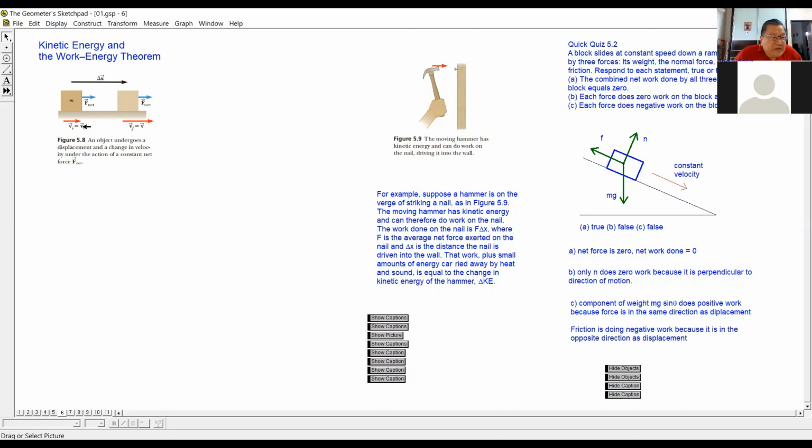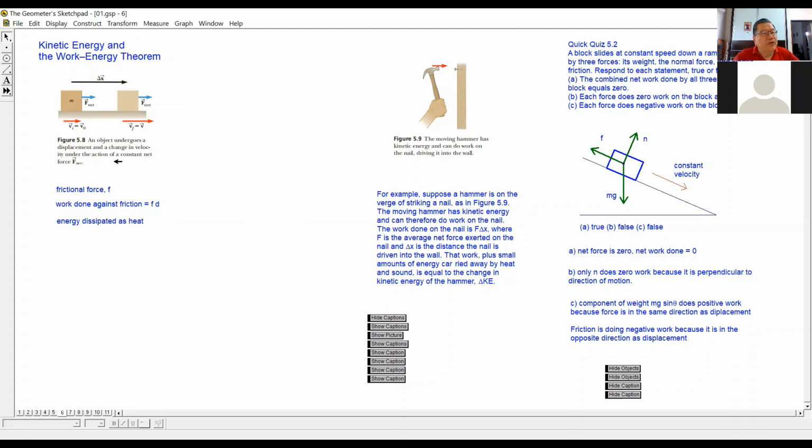At first, the velocity is zero. The initial velocity is zero. The final velocity is v. So you see that actually this net force is used to produce velocity, from zero velocity to the final velocity. So the net force is used to produce the kinetic energy.